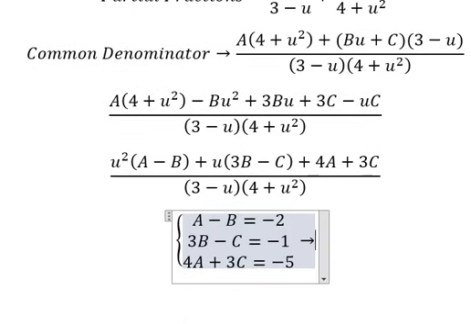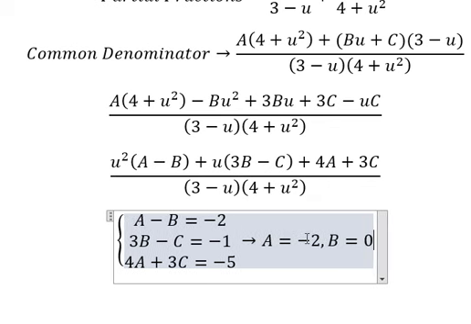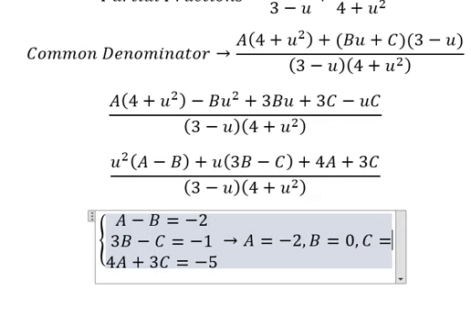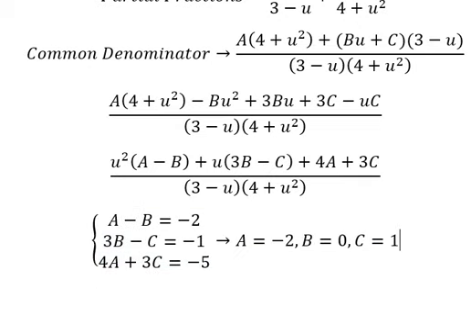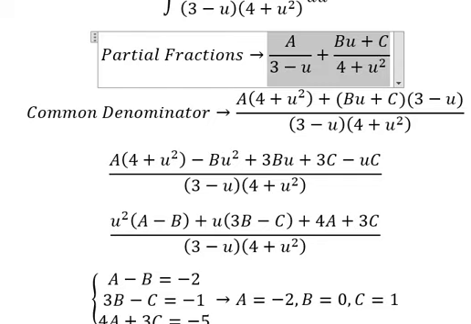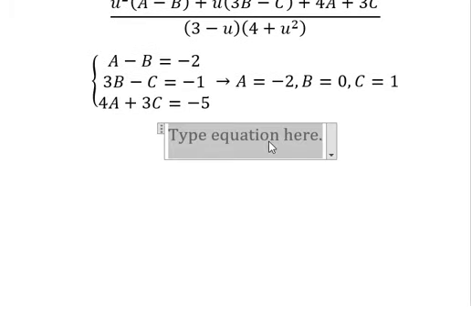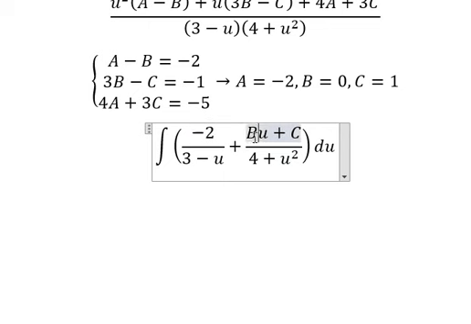And now we need to find the solutions of a, b, c. So a equals to negative number 2, b equals to number 0, and c equals to positive number 1. And now we put a, b, c go here. So a equals to negative number 2, b equals to number 0, c equals to number 1.